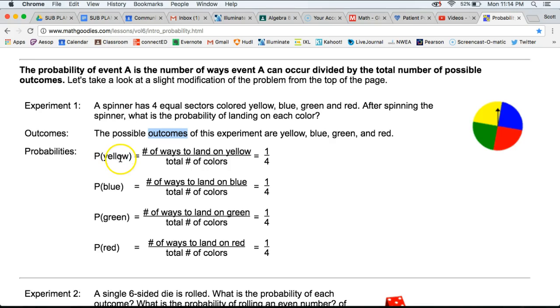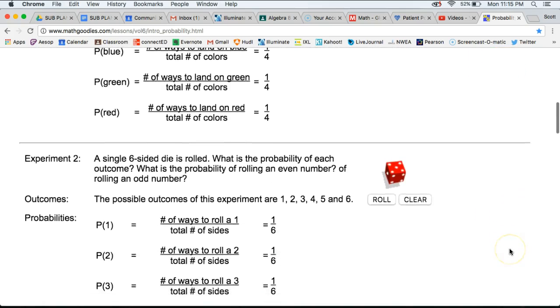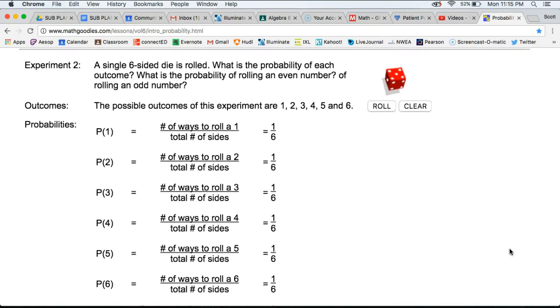Probability of yellow means the 1 yellow section out of the total number of sections, 1 out of 4. Probability of blue, same thing. The blue section divided by the total number of sections. The green, same thing. Total green sections divided by the total number of sections, all colors. Red, same thing. Red divided by total. Okay, you get the idea. That's with a spinner. Obviously, it can have more pieces, more colors, and so on. You get the idea. Next common experiment is rolling a die.